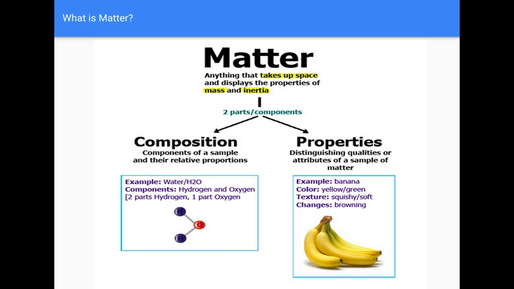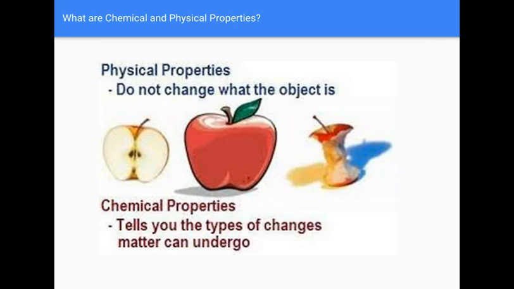And properties of matter would be distinguishing characteristics, like the properties of a banana are that it is yellow and squishy and can brown. So we can divide properties into physical properties and chemical properties. A physical property is something that doesn't change what the object is. For example, an apple is red on the outside and white on the inside. It is sweet. It has a certain density. Those are all physical properties of an apple.